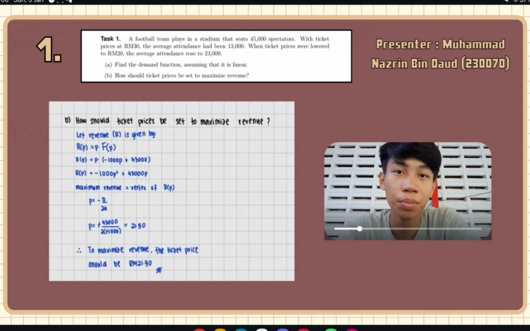We let revenue R(p) equal price times the demand function, and we get R(p) equals negative 1,000 p squared plus 43,000 p. So the maximum revenue is at the vertex of R(p), and we get the price p equals negative b over 2a, which is 21.50. So to maximize revenue, the ticket price should be 21 ringgit 50 sen.